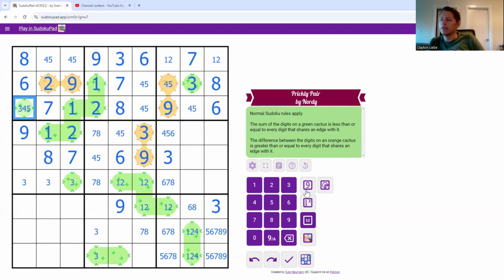Oh, well, here's a naked single. So this is not a 3. Now what? There's at least 3 digits.